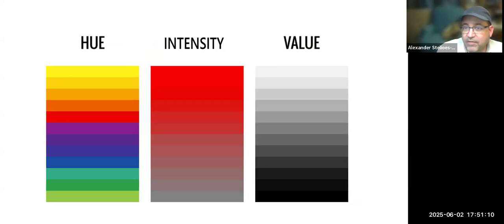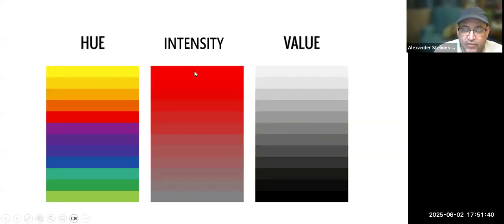So there are three main characteristics of all colors, right? There is hue, there's intensity, and there's value. And we can call intensity saturation, or chroma is another word that people sometimes use. But I prefer intensity. And intensity could be defined as how pure a particular color is, right?